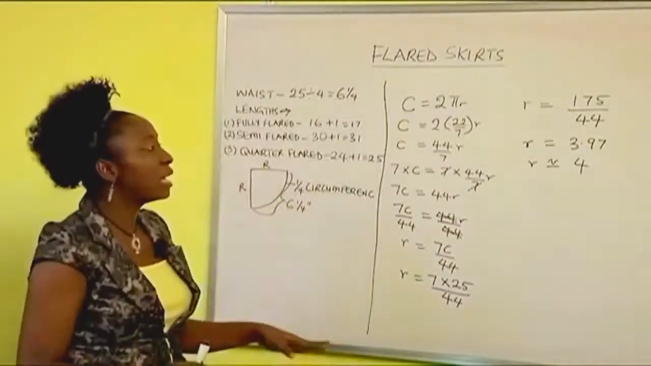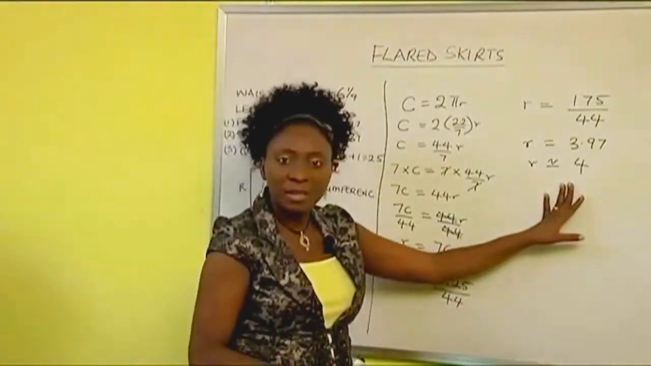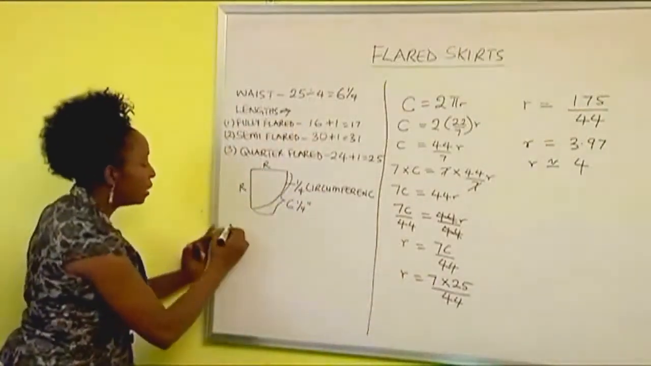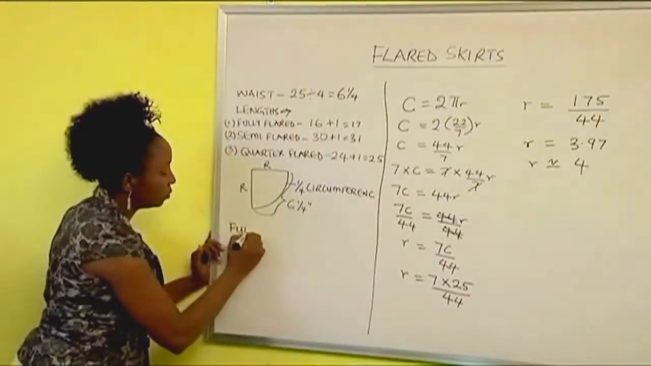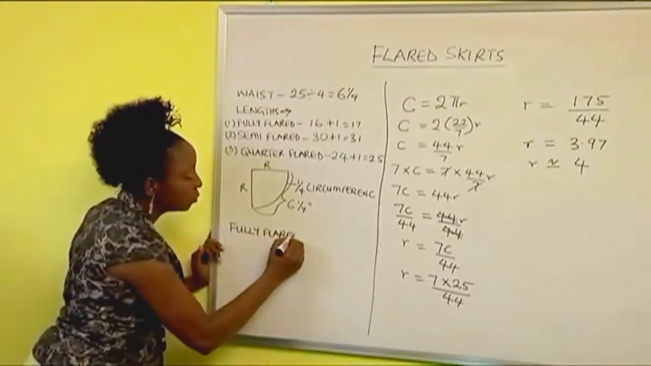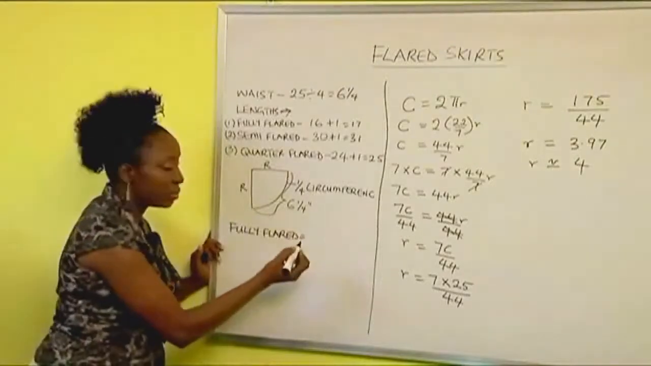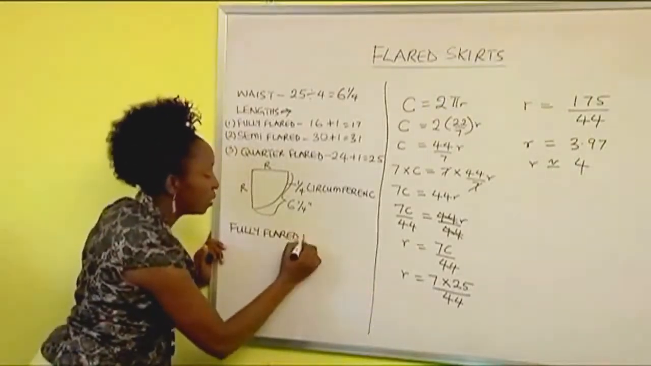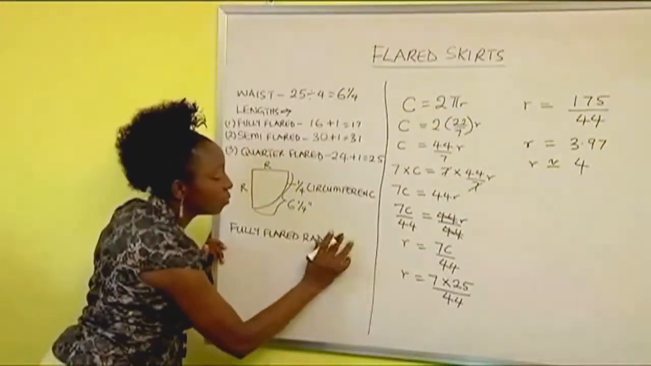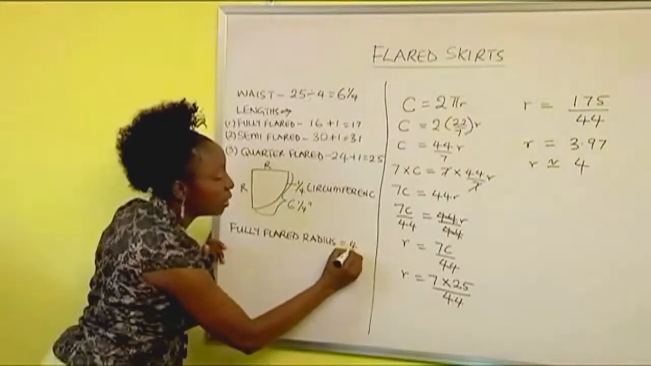So now that we have already calculated our r, this is 4 inches. So if you look at it very well, for our fully flared skirt, our radius, fully flared radius, let me put it that way, our fully flared radius is 4 inches.